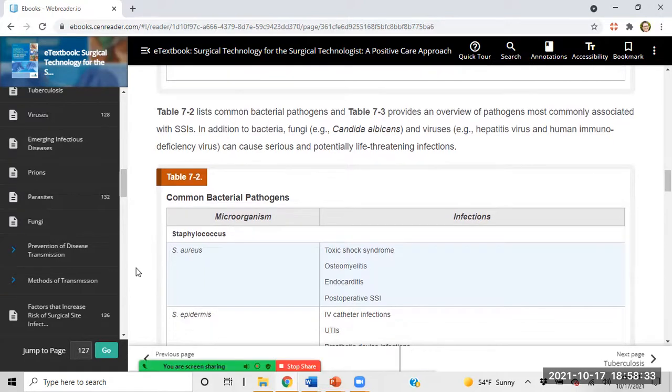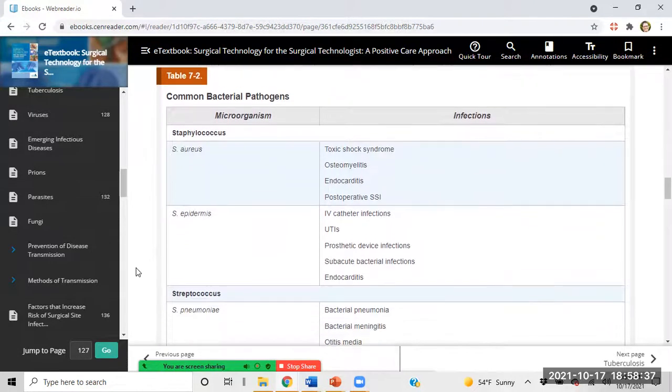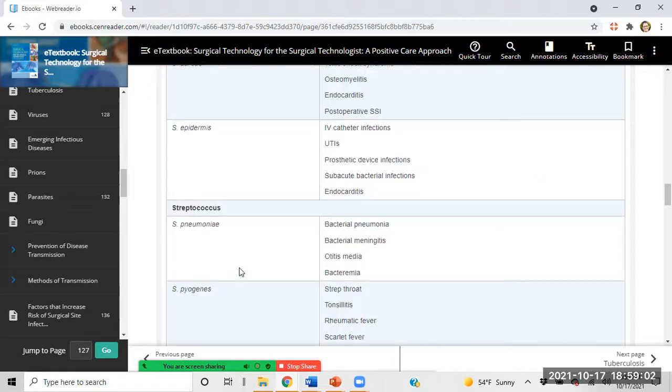And then this next table is some of the most common bacteria. You can see here is Staphylococcus aureus, and this causes toxic shock syndrome along with osteomyelitis and endocarditis, and this is a big one for post-op SSI. So because we normally have Staph aureus on our skin, we want to make sure that we're not creating any passageways for this to get internally where it can cause a problem.